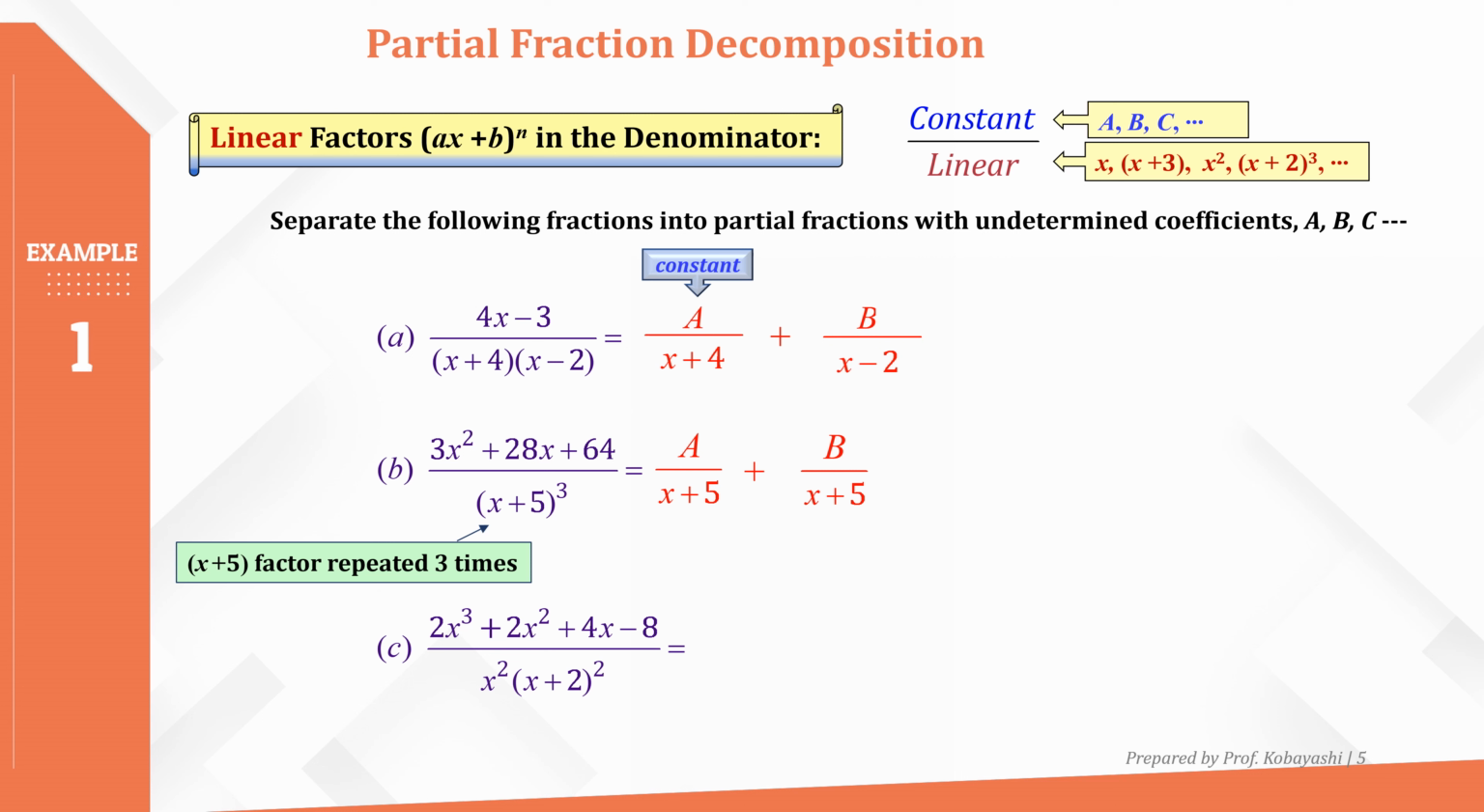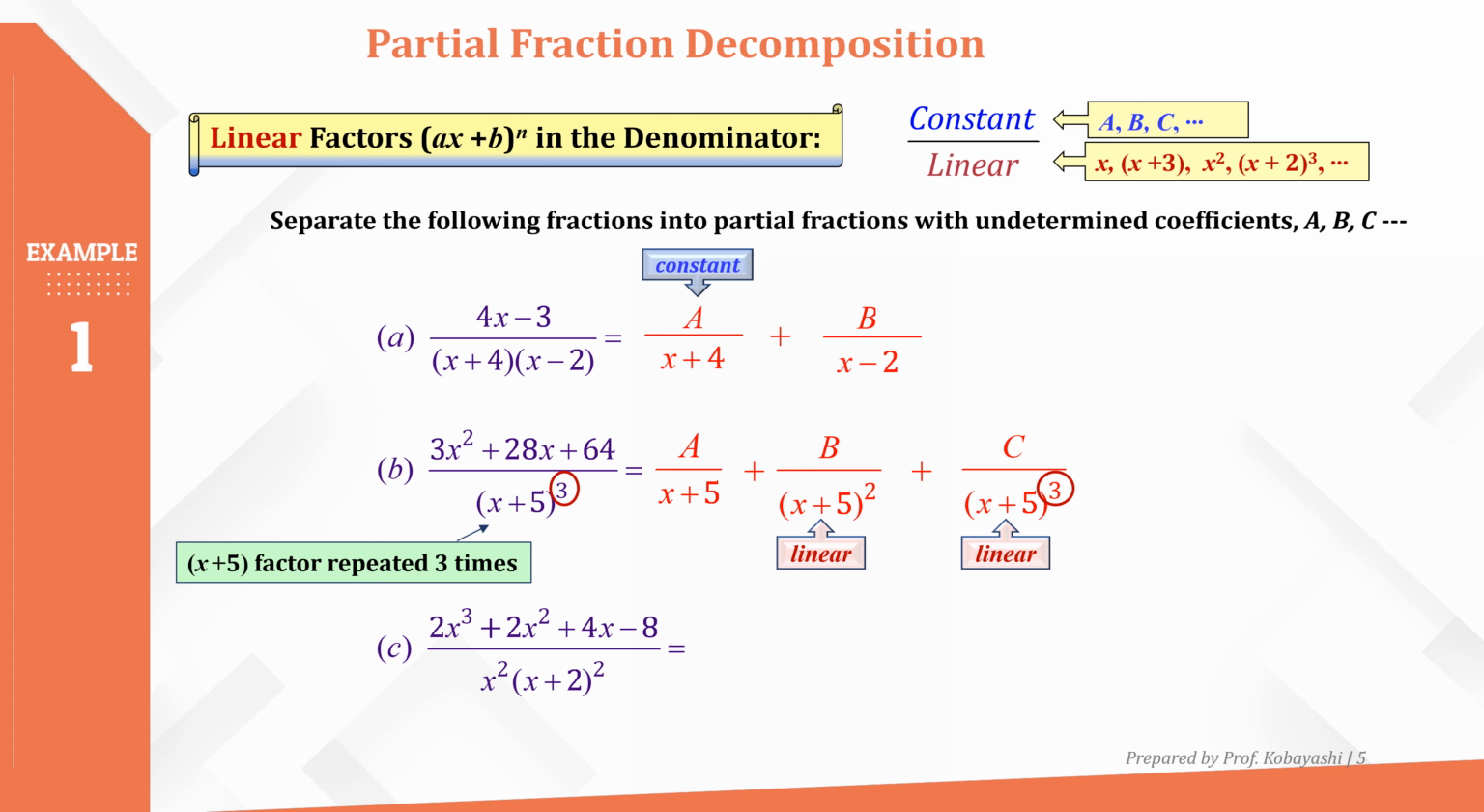This is not useful for us, since it is the same term as the first one. So the second one should be B over bracket x plus 5 squared, plus the last one, which is C over bracket x plus 5 cubed. This is the end since the original power is 3.